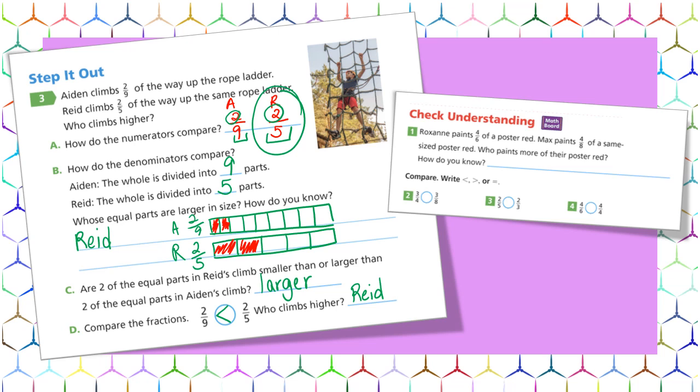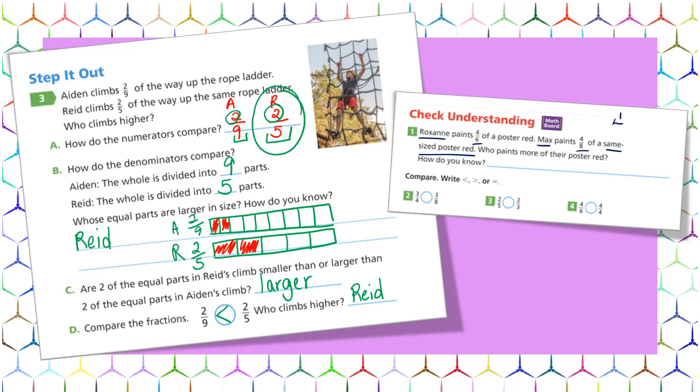Hi, boys and girls, welcome back. Let's see how you did. Let's start with the check understanding. Roxanne paints 4/6 of a poster red. Max paints 4/8 of the same size poster red. Who paints more of their poster red? How do you know? So Roxanne paints 4/6 and Max paints 4/8.